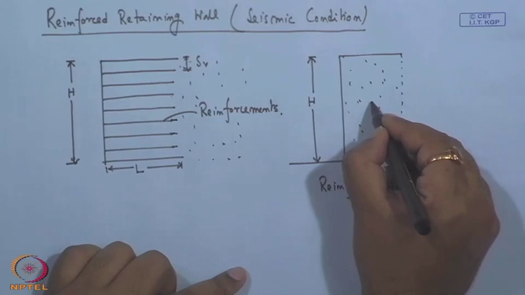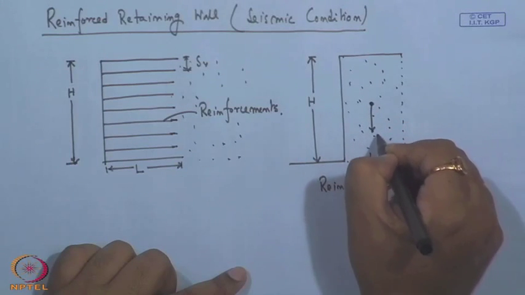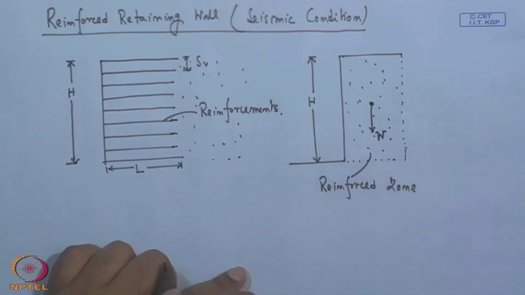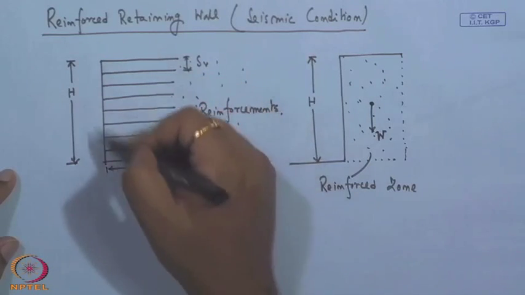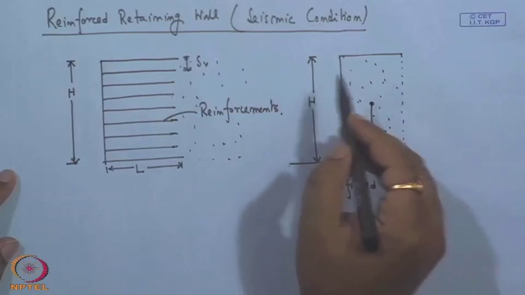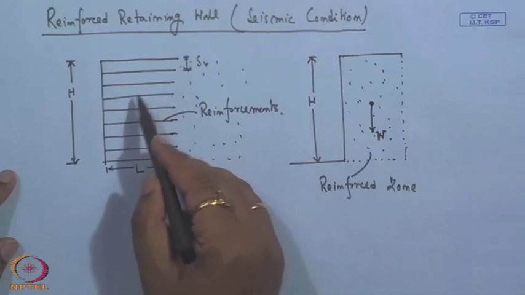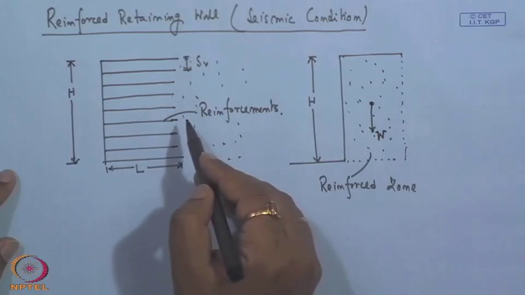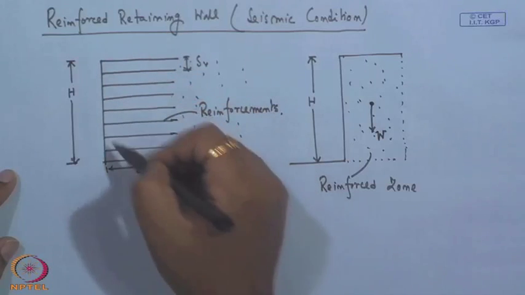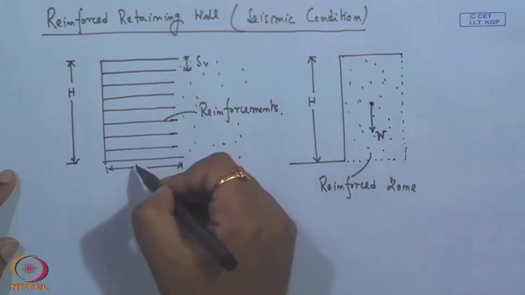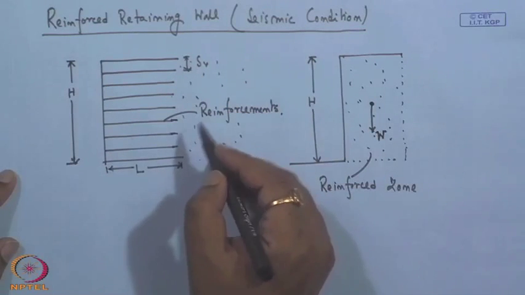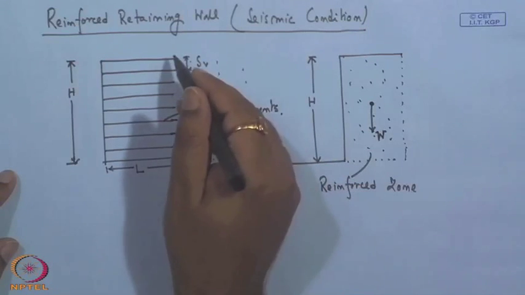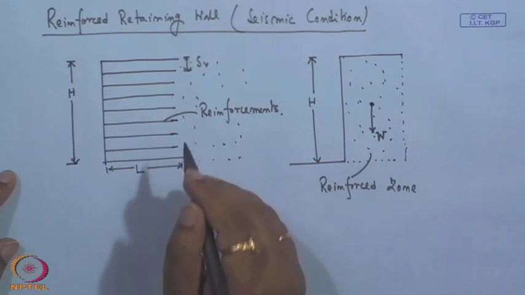So, what are the additional forces? Suppose this is the weight of the reinforced zone that will act here. First, how do we decide the reinforced zone and the unreinforced zone? First we will design this retaining wall under static condition, then we can determine how much length we will provide here and what the SB value is. That is the first step, or we should say the first iteration, where we design this retaining wall under static condition.